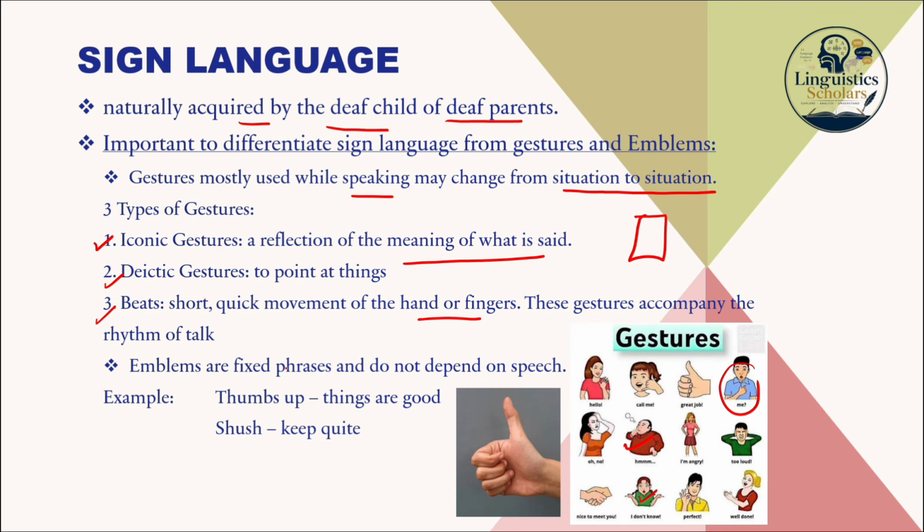But emblems are fixed pieces. They are like fixed phrases, and they do not depend on speech. When you give a thumbs up, it does not change contextually. It is like okay, or something is good. It conveys more or less the same meaning, but that is not the case with gestures. As a result, emblems are fixed phrases that do not depend on speech, whereas gestures may change from situation to situation.